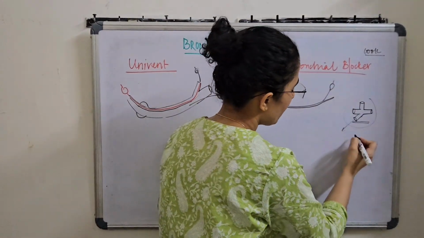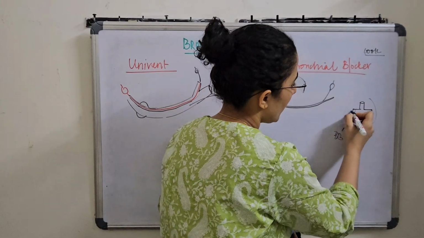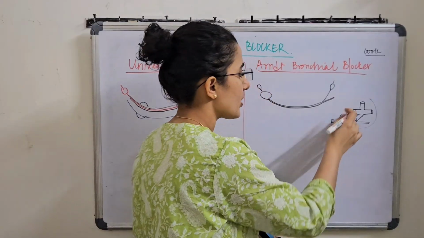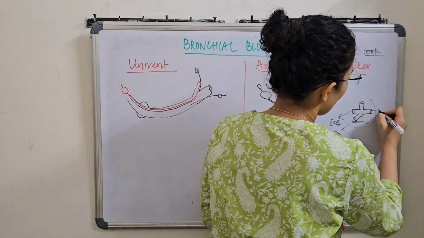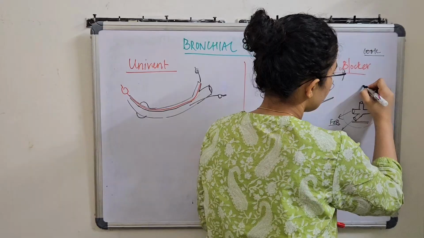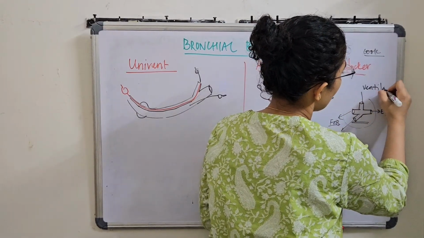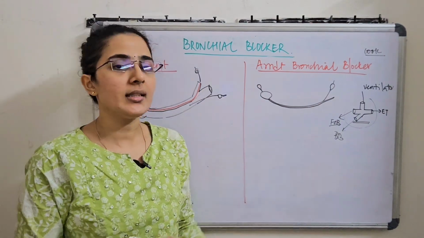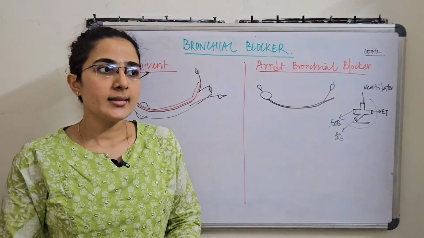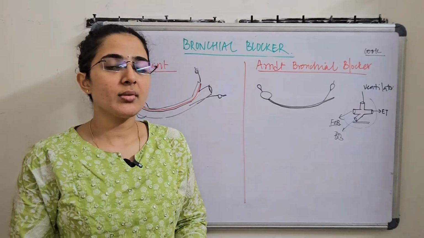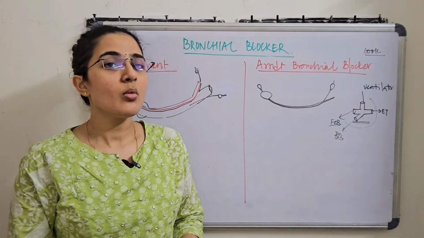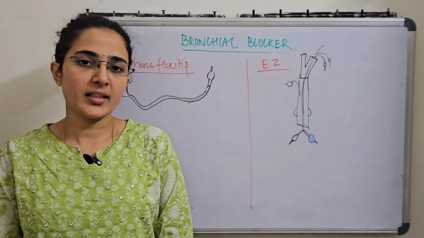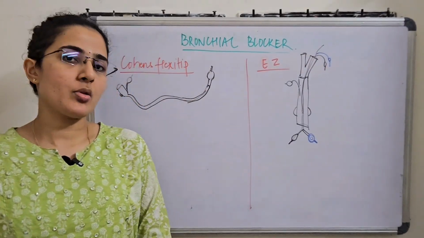As we see, this angulated portion is for the bronchial blocker. One lumen is for the fiber optic bronchoscope which we are introducing. One is for connecting to the endotracheal tube, and another is for connecting to the ventilator circuit. This adapter usually comes along with our Arndt bronchial blocker. But we have to be very careful because it's very difficult to reposition this blocker once the nylon wire is removed. Next we'll be coming to Cohen's flexi-tip bronchial blocker and EZ bronchial blocker.